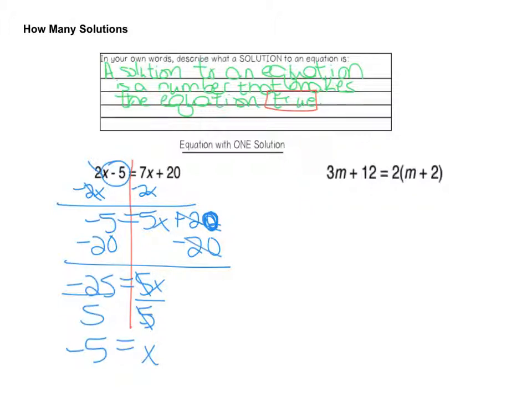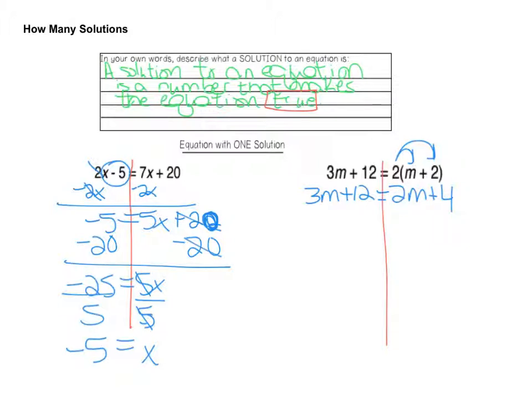This next one, 3m plus 12 equals 2 times the quantity m plus 2. Find your equal sign. Look on the left. Any distributive property? No. Look on the right. I do have distributive property, so I'm going to bring down this 3m plus 12. I'm going to do 2 times m is 2m. 2 times 2 is 4. Now, any combining like terms on the left? No. Combining like terms on the right? No. Check your variable. I've got a 3m and a 2m. Which one's smaller?